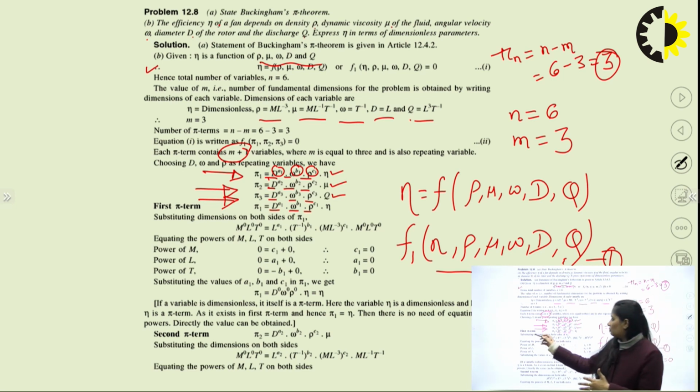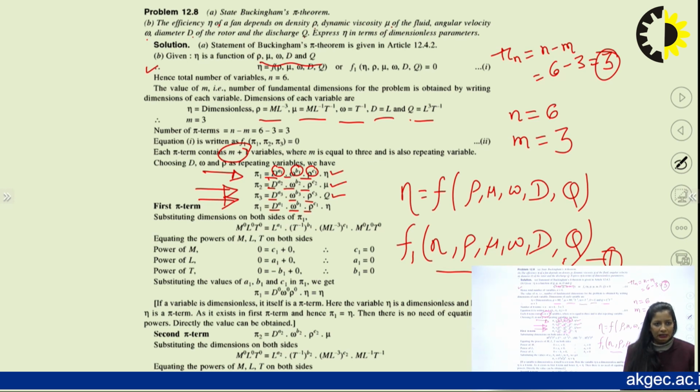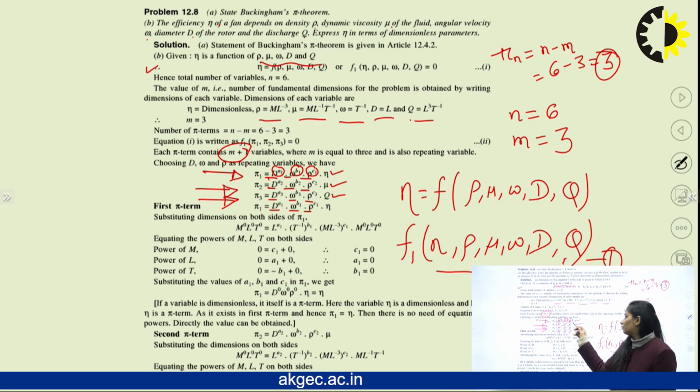So the first pi term is simple, pi 1, because pi terms are actually dimensionless quantities. So when we write the dimension of pi, we simply put M to the power 0, L to the power 0, T to the power 0. And what is the dimension for diameter? L. What is the dimension for omega? We know, T to the power minus 1. And what is the dimension for rho? We know, this is M L to the power minus 3.